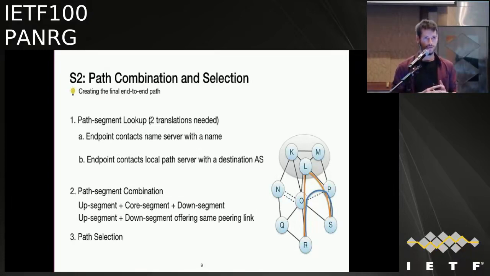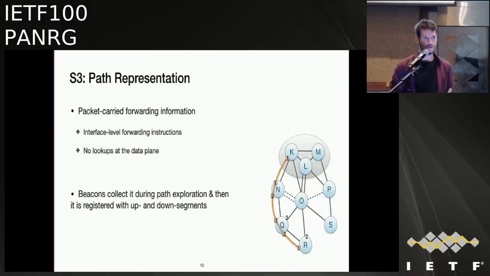In the end, there will be multiple end-to-end paths, and the endpoint can select one or more of them for its communication. This brings us to path representation and how the endpoint will inform the network about the selected path. In SCION, this happens through packet-carried forwarding information, and more specifically, this forwarding information consists of interface-level instructions. The consequence of this is that no lookups are required at the data plane, at least for the basic packet forwarding.